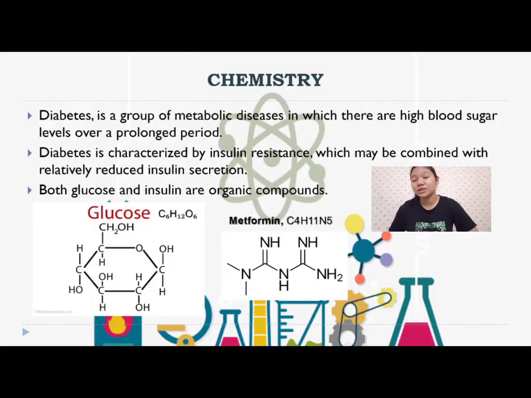Diabetes is always linked to glucose and insulin. Both glucose and insulin are organic compounds. The molecular formula for glucose is C6H12O6. Meanwhile, metformin is an example of treatment for type 2 diabetes. The molecular formula for metformin is C4H11N5.